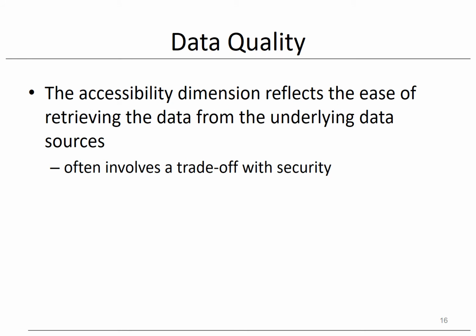The accessibility dimension reflects the ease of retrieving the data from the underlying data sources. Often, there will be a trade-off between the security and accessibility dimensions. The more measures are in place to enhance security, the more obstacles may be introduced to obtain access to the data. Such trade-offs are common between data quality dimensions. Another example is the possible trade-off between timeliness and completeness. The higher the pressure to deliver the data promptly, the fewer measures can be taken to detect and resolve missing values.